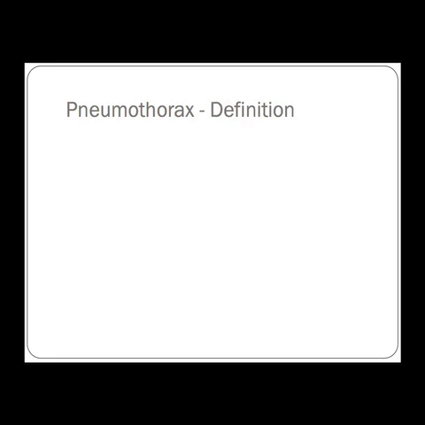So what is a pneumothorax? Very simply, it is air that gets into the pleural cavity. And what can happen is you usually have the two pleural membranes very close together, which allows the lungs to expand when the chest inspires and expires. But sometimes this can become disrupted and air is able to get between the two pleural membranes.